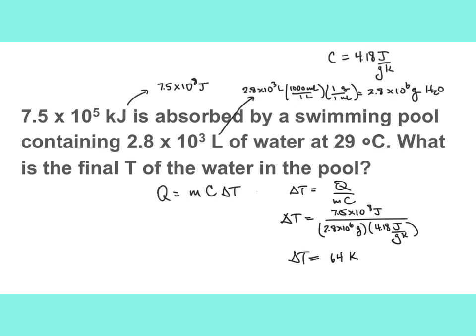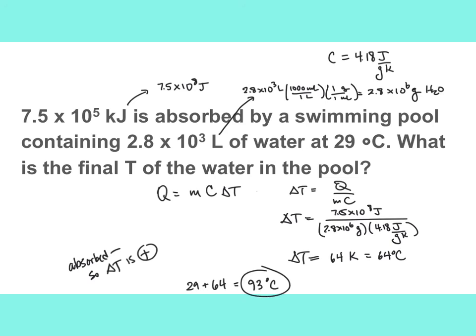So now that you've restarted the video, you can see my work. I'm getting a delta T of 64 Kelvin, which is the same as a delta T of 64 degrees Celsius. Okay, the energy was absorbed, so delta T is positive. So the temperature will have gone up 64 degrees. 29 plus 64 is 93 degrees Celsius.